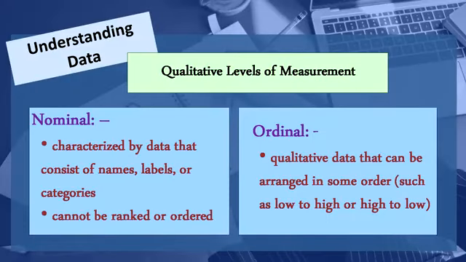Ordinal level of measurement: here, qualitative data can be arranged in some order, such as low to high or high to low. Examples are the star rating of movies, 5-star, 4-star, 3-star ratings, and letter grades of a test: excellent, very good, poor. You can understand that between 5 and 3, one is good, one is average, but you can't measure how far very good is from average.